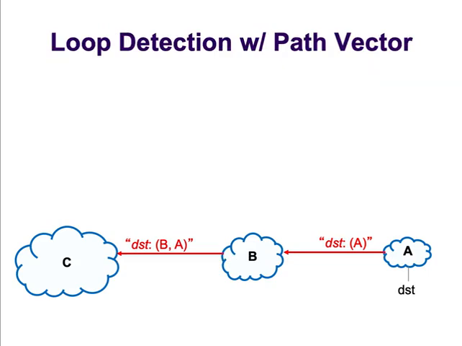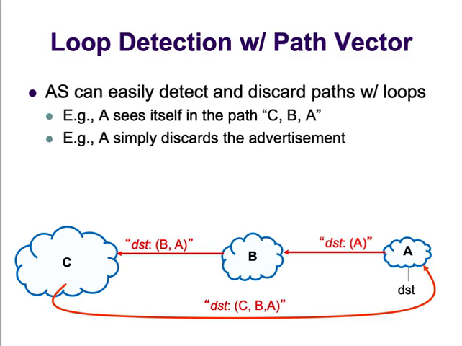Loop detection now works like this: when C turns around and advertises to A, it's going to send an advertisement that looks like, I'm going to the destination along the path CBA. So it's actually trivial for A to look at that advertisement and say, I'm on this path, this is a loop, and it throws that advertisement away. So you're doing loop detection. Any questions on this?